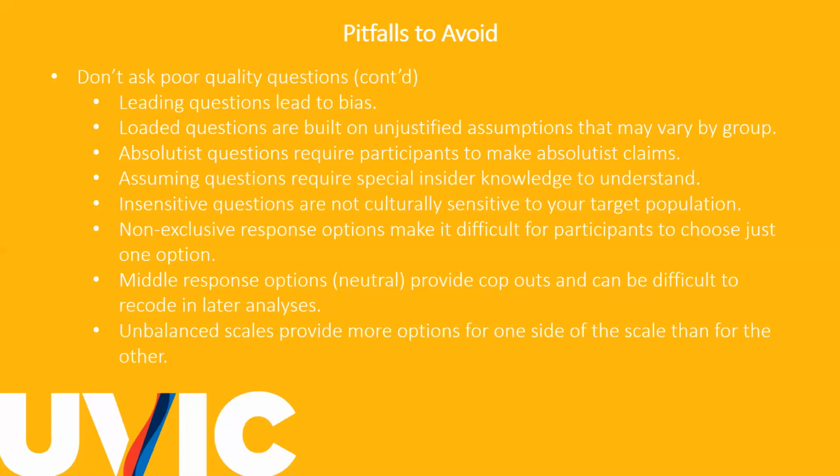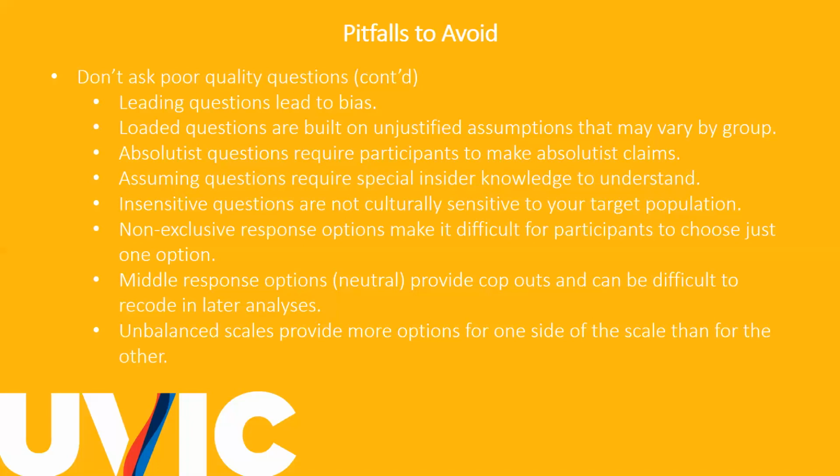The next thing is avoid absolutist questions. It's like, do you always take your medicine on time? Well, people might usually take their medicine on time, but then be reticent to saying always. And so absolutist questions require people to make absolutist claims. Generally, people don't like to make absolutist claims, so that can lead to bias.